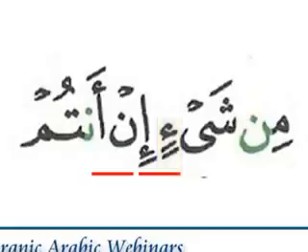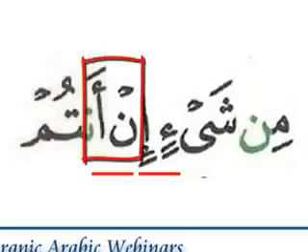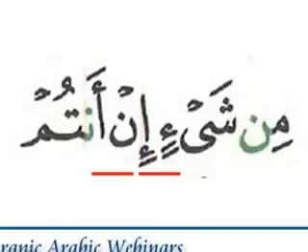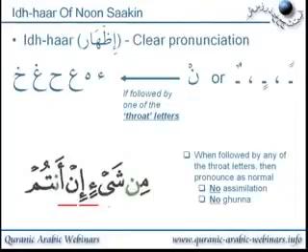We also have in the word in Noon Saakin, and then we have the next word, which is antum, so after the Noon Saakin is also a hamza in the next word, so the Noon Saakin in the word in must be pronounced clearly and normally, so we just say in, so we say shay'in, in, no changes there to how we would normally pronounce.